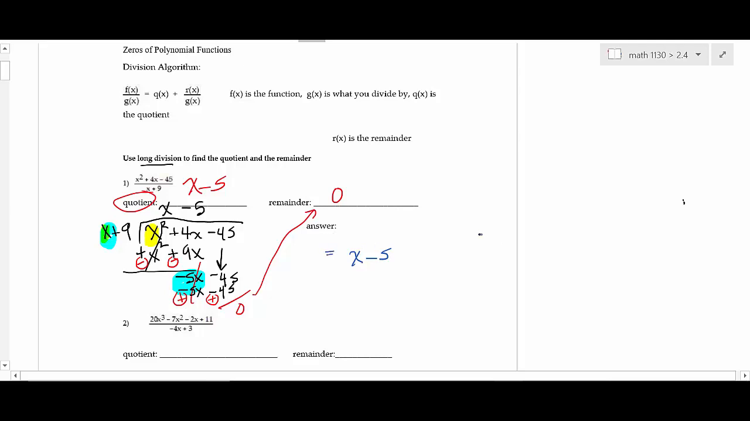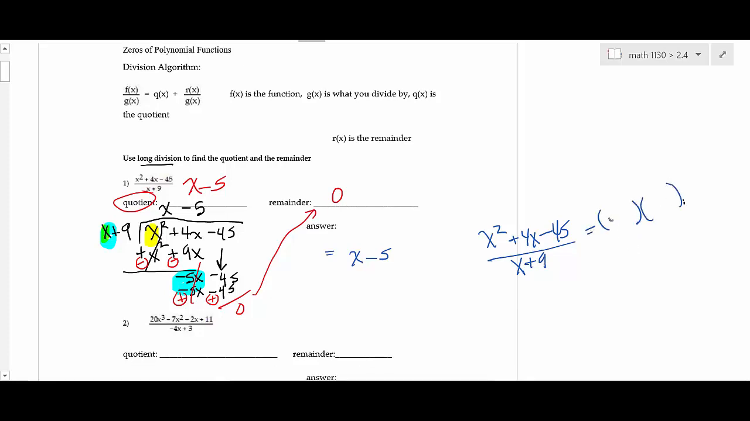I want to show you one other way to do the problem. You don't have to write this down, but I want to show you one other way you could do this problem. Now, you can't do this on every problem though. If you look at the numerator, it turns out the numerator on this problem does factor. It would be x and x, 9 and 5, with a plus and a minus. That would cancel out. You would get the same answer.